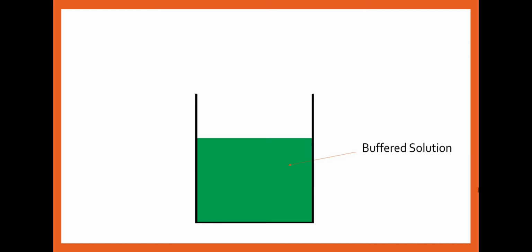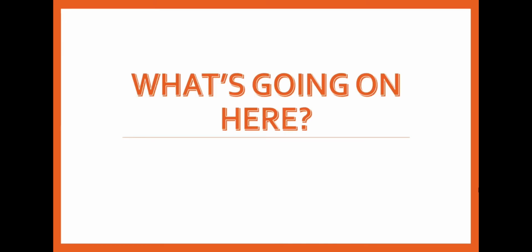A buffer can maintain a solution at roughly the same pH and resist the action of acids or alkalis that are added, but it only works up to a point. If you added an enormous amount of acid or an enormous amount of alkali, it wouldn't keep working. And the question now is, what is going on here? How is it possible that you can add acid or you can add alkali and not be changing the pH?